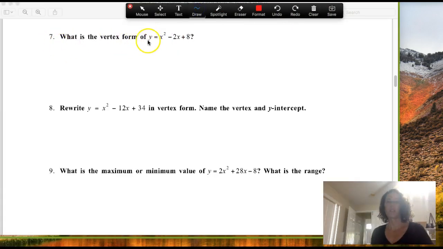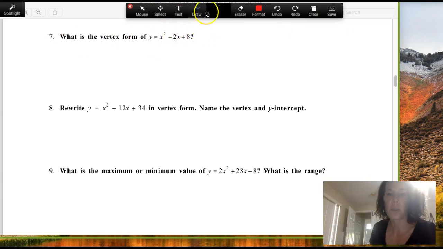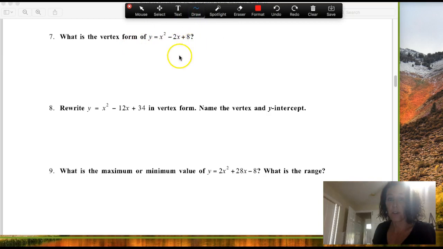Okay, what's the vertex form of y equals x squared minus 2x plus 8? So this is nice. I can graph out a vertex form by going -b over 2a is the x value of my vertex, and then plugging in to find the y value of my vertex. I can, but let's put it in vertex form. y equals a times (x minus h) squared plus k. And then I can just see my vertex. This takes a little bit of work.